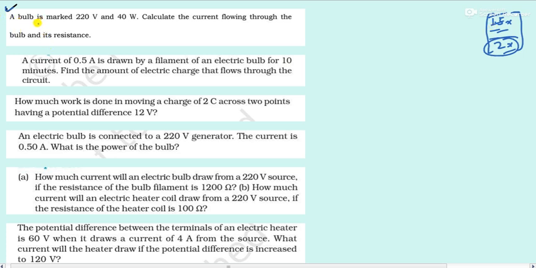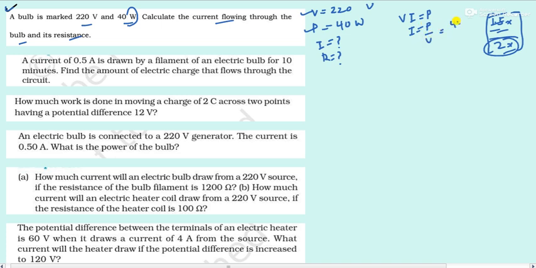Next, a bulb is marked 220 volt and 40 watt. Okay, so they have given V 220 volt and power. Just by looking at the unit, you can get what they have given, 40 watt. Calculate the current flowing through the bulb and its resistance, I as well as R. So as I said, VI is equal to P. They have given V and P. They have asked I. So I will be P by V. 40 by 220. So 0, 0 will cancel, 2 2s are 22, 2 11s are 22. So write it as 2 by 11 ampere. Try to keep it in that format.